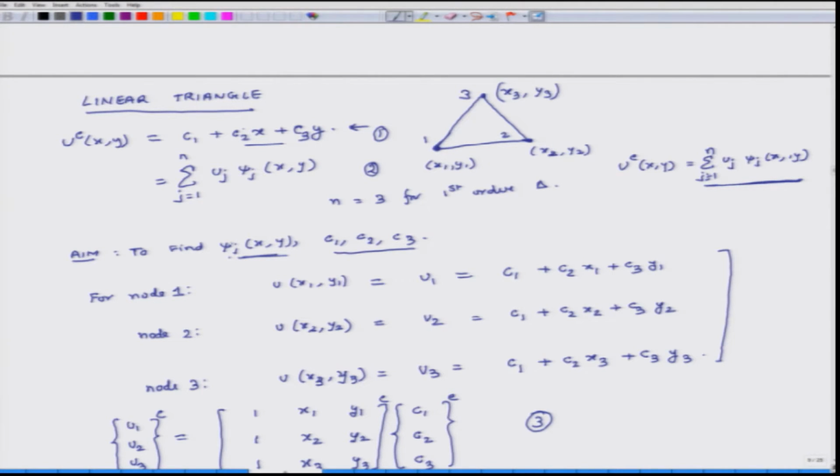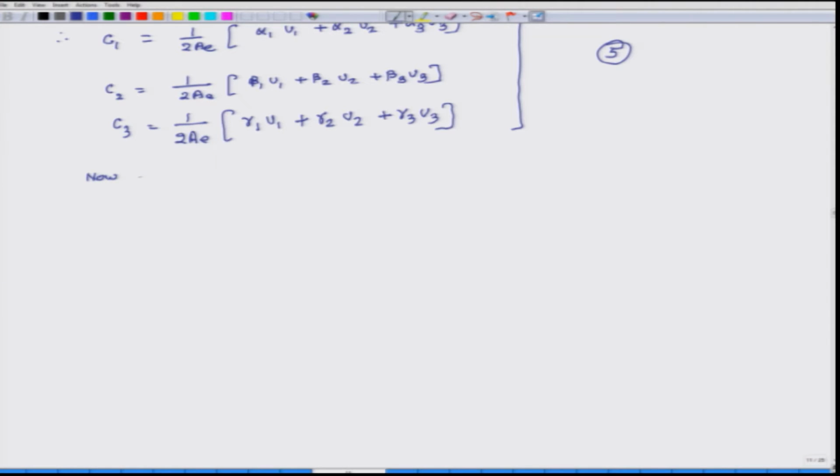Now, we have to find expressions for psi j's. That is actually pretty straightforward. So, now we find psi j as a function of x and y. We know that u of e, which is a function of x y, is C1 plus C2 x plus C3 y. This equation is valid for which type of element? Only for a 3 noded triangle.